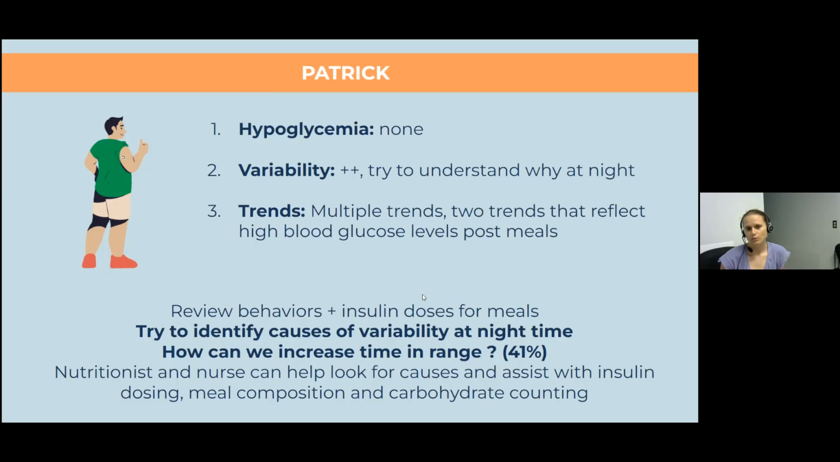But for him, what we really want to increase is his time in range, right? So it's 41%, but we would like to slowly increase that and make sure that as we increase the time in range, we're not causing more hypoglycemia. So for Patrick, he has quite a few points to discuss with his healthcare team, looking ahead of time and seeing what his blood glucose profile looks like and what his trends are.